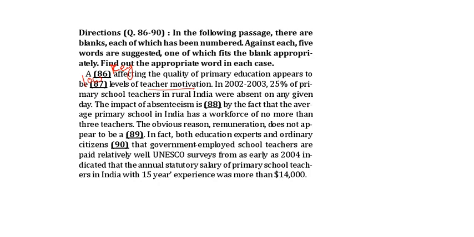In 2002-2003, 25% of primary school teachers in rural India were absent on any given day. So in villages there are so many government schools, but the teachers will not go to school regularly. On any given day, 1/4 of the teachers remained absent. If teachers are absent for 1/4 of the time, students will not get any education. That means their negligence has a negative effect on the students.